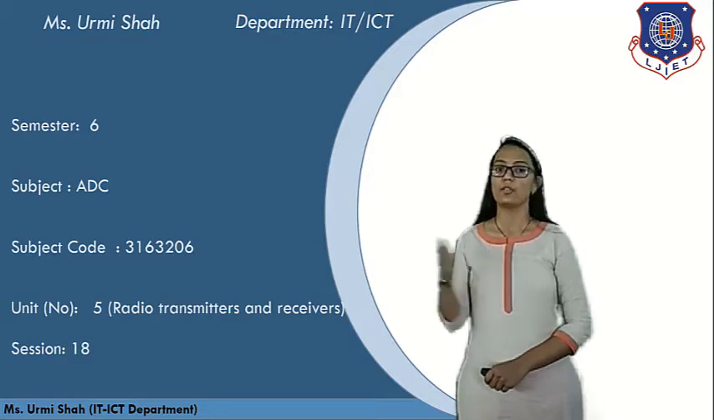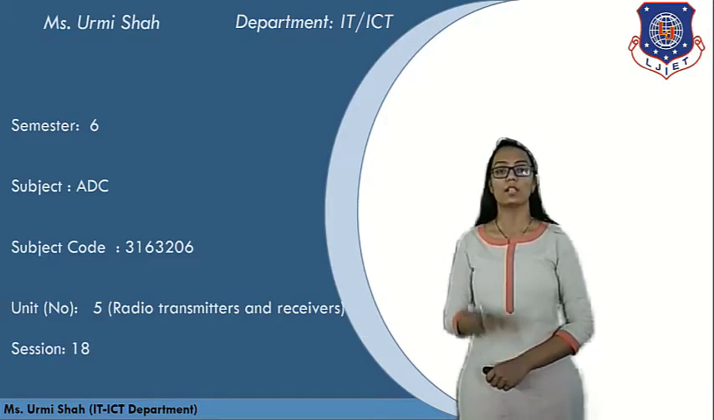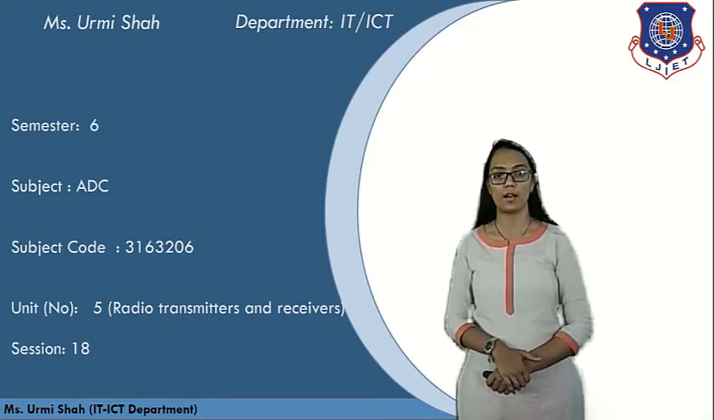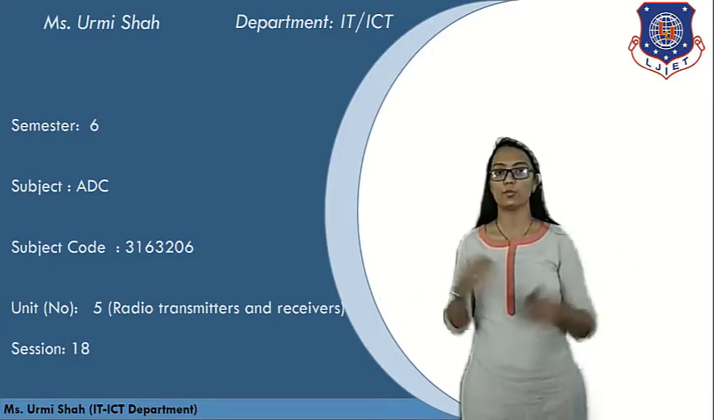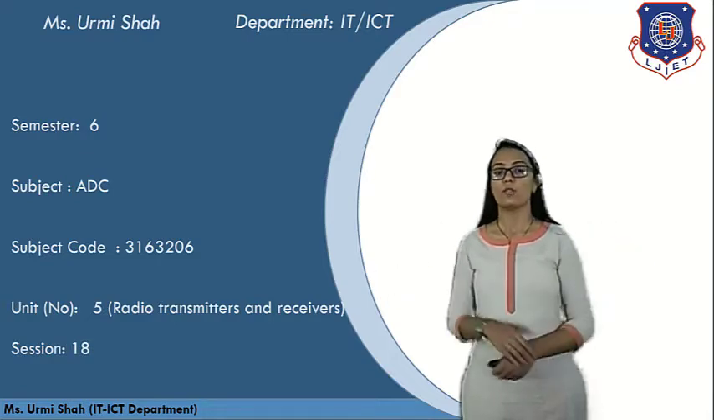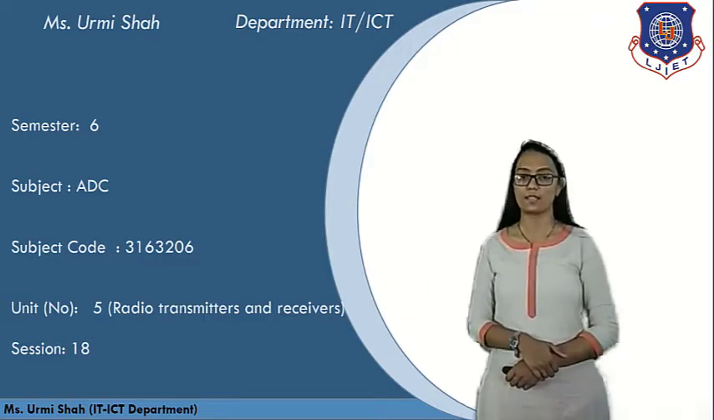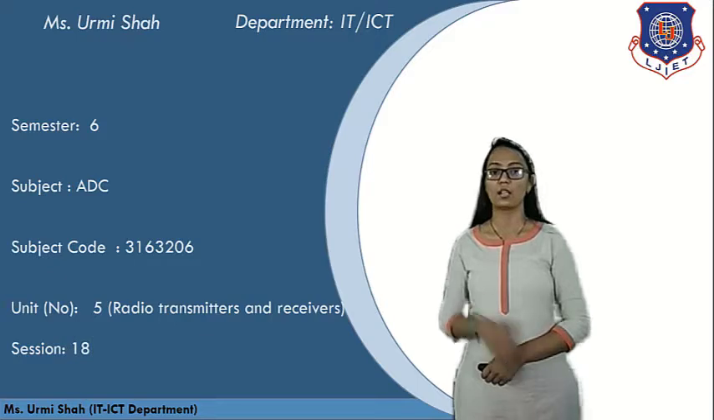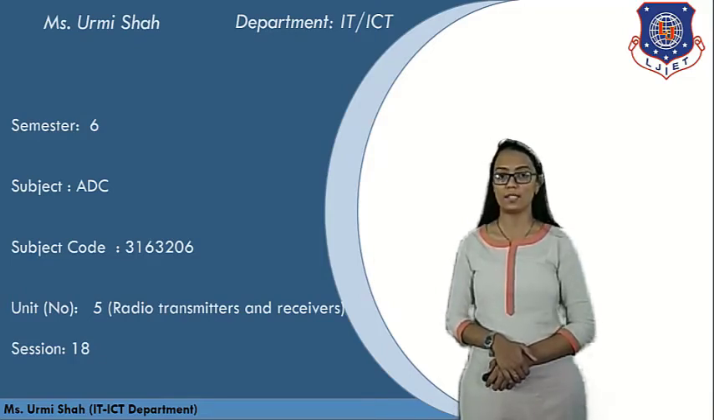In this session, we are going to start with a newer module, that is radio transmitters and receivers. This is our unit number 5. Up till now, we have completed 4 units which were dealing with introduction to communication, what is amplitude modulation, what is noise, what is angle modulation, and its types. So we have discussed up till now 4 modules. Now let's move ahead with the 5th unit, that is radio transmitters and receivers.